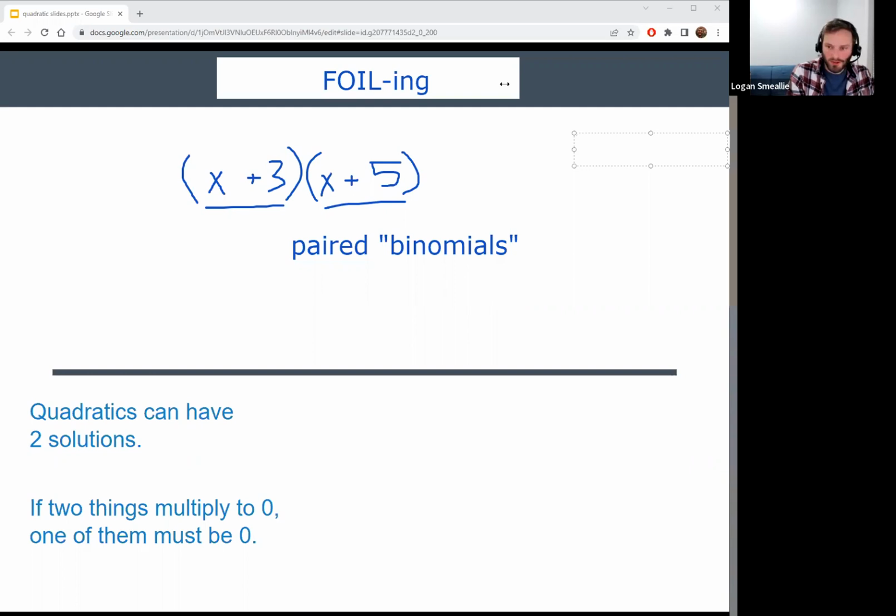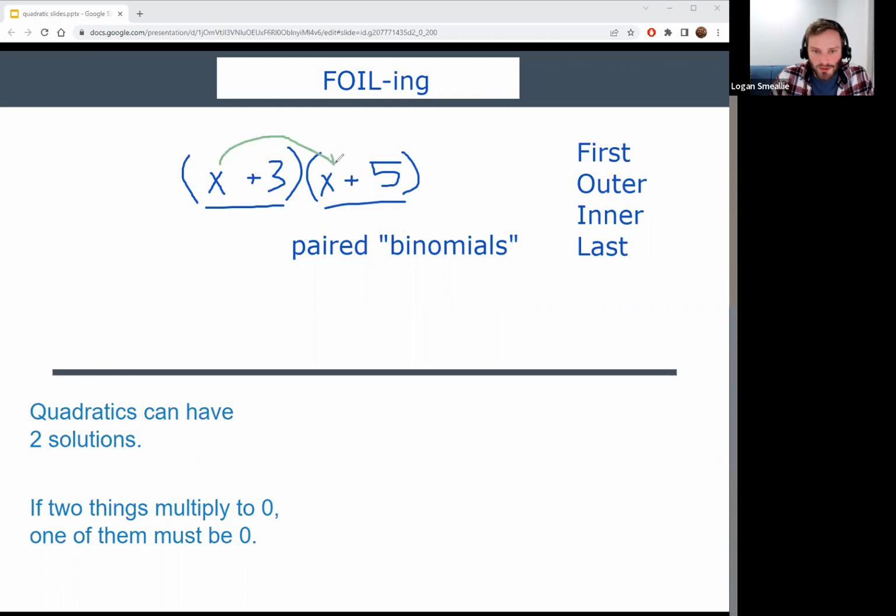And as Sophie pointed out, FOIL is F-O-I-L: first, outer, inner, last. And that's basically just a reminder acronym to help us remember that in order to multiply this, we need to distribute the two first terms, the two outer terms, so all the way on the edges, the two inner terms, the 3 and the x, and the two last terms, the last term of each.